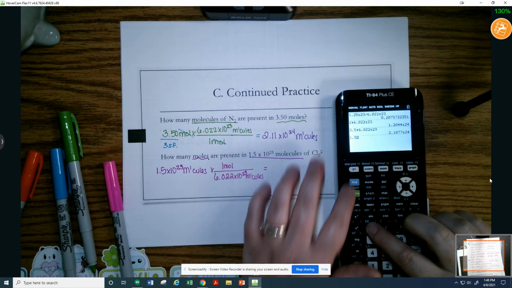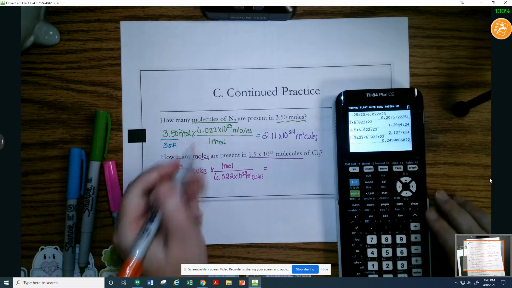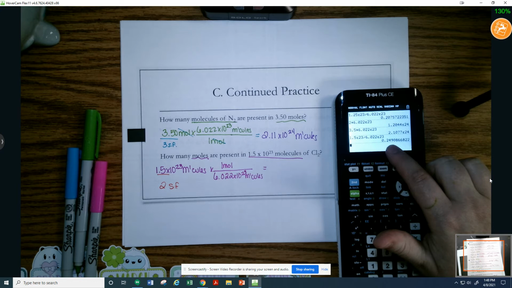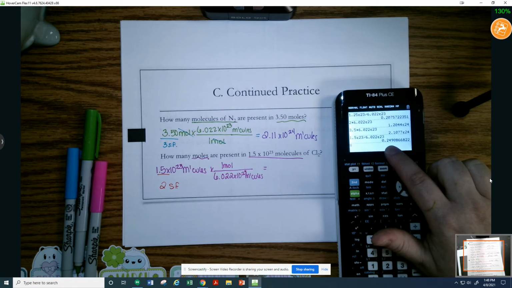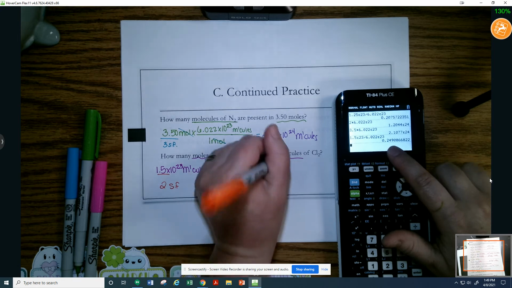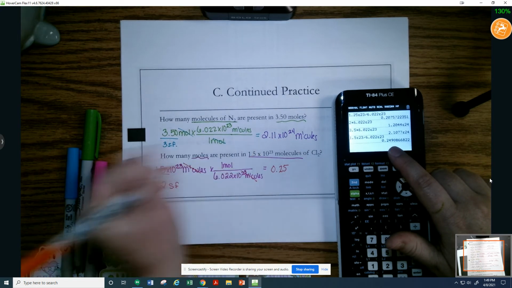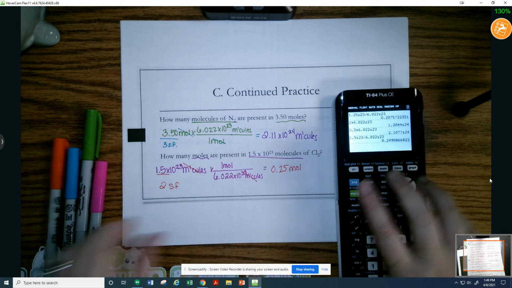So this one is a division problem to solve. 1.5 E23 divided by 6.022 E23. 1.5 has 2 significant figures, so this means I can only keep 2 sig figs. My leading 0 to the left of the decimal doesn't count, so the first place that is counting is the 2. And I can keep the tenths place, or excuse me, the hundredths. That 9 is going to round it up, so my final answer is 0.25. Molecules has canceled. My unit is moles. So this is a quarter of a mole.